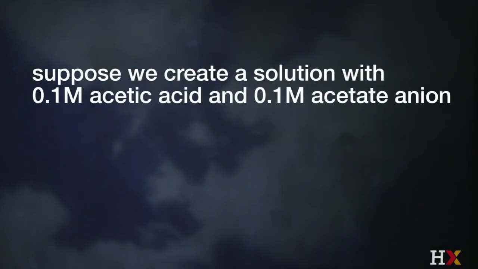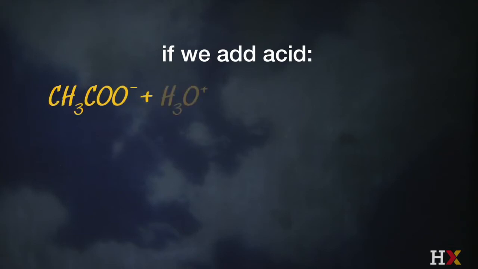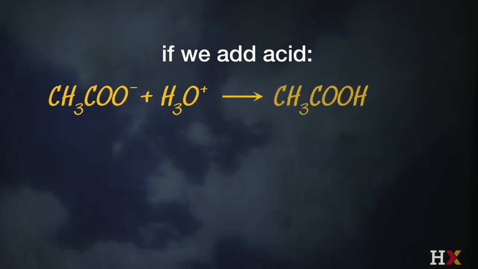But now suppose we create a solution comprised of a 0.1 molar acetic acid and a 0.1 molar acetate anion, which we can do very simply. All we have to do is add the salt, the sodium acetate, to that solution. And if we add acid, H3O plus, to this mixture, the acetate anion will react with H3O plus, producing the weak acid CH3COOH and our H2O product.